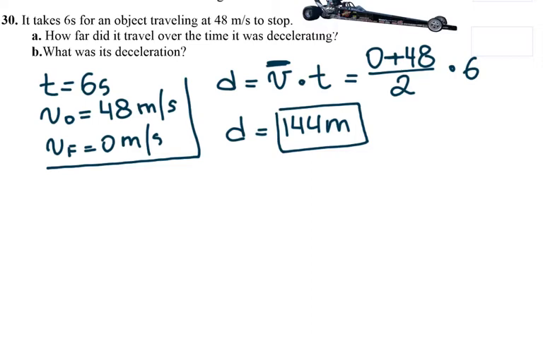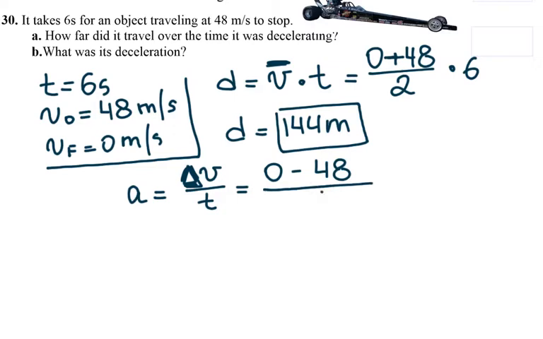And then what is the acceleration or deceleration? So the acceleration is equal to change of the velocity over the time. And this is the one that I have to remember, that the change of the velocity is the final minus initial. Your final is 0. Your initial is 48 meters per second. And the time it took 6 seconds. So that gives you negative 8 meters per second squared.